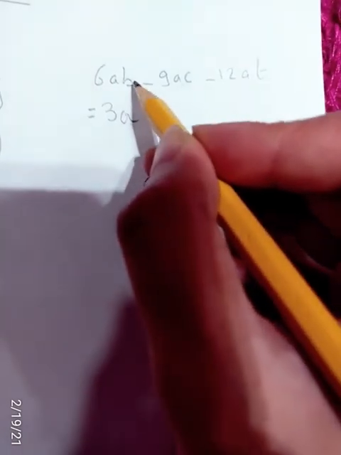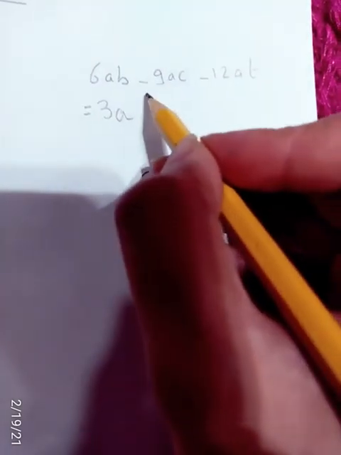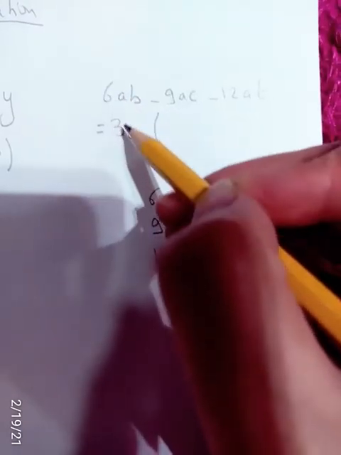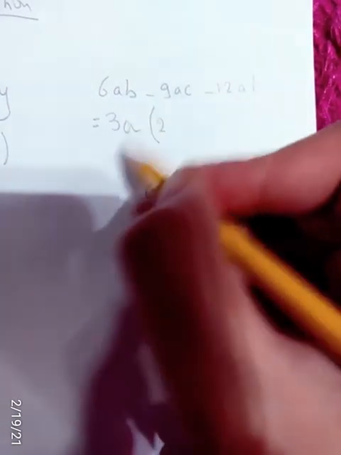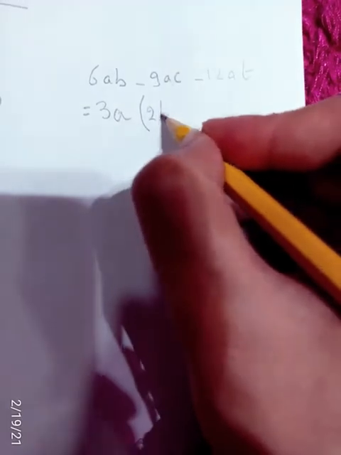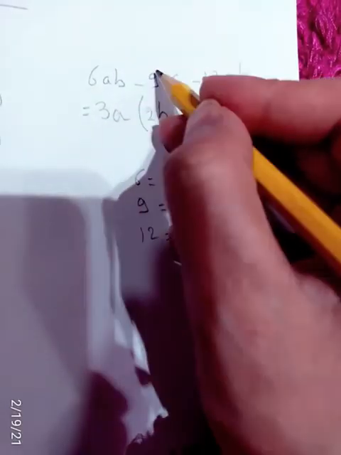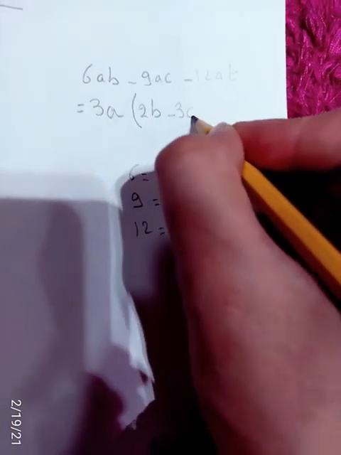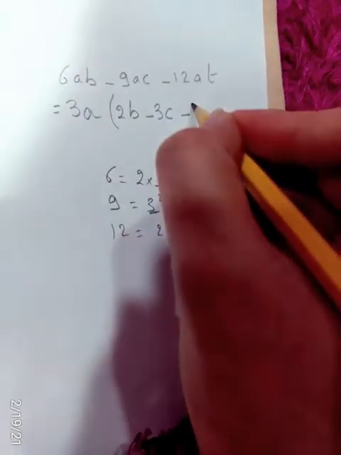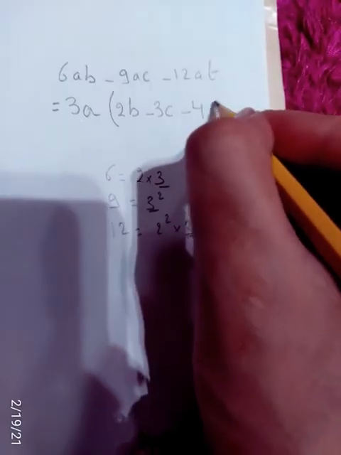Between the A and the A and the A it's A. I have B here but I don't have it there, so I don't have a common. Now 6 over 3 it's 2. A over A: I treat them as a fraction, and B remains. Minus 9AC over 3A: the A goes with the A, 9 over 3 is 3, so 3C. Minus 12 over 3 it's 4. A over A goes and D remains.